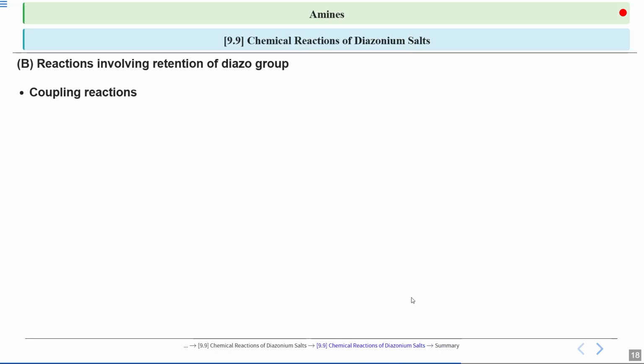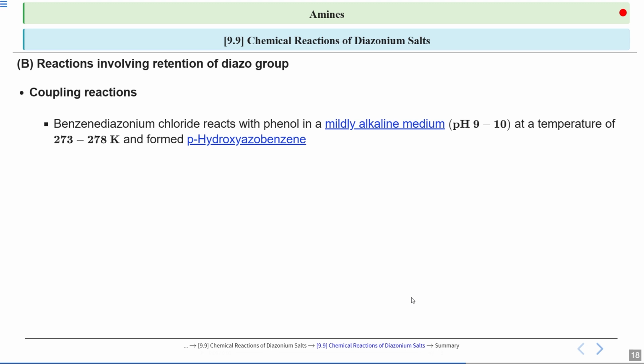Now we were discussing coupling reactions. Over here, when benzene diazonium chloride reacts with phenol in a mildly alkaline medium, which means the pH is between 9 and 10, the reaction is carried out at a low temperature, around 273 to 278 Kelvin. The product which is formed is called para-hydroxyazobenzene. The product of this reaction is an orange colored dye. This is important because it demonstrates how reactions can be used to create substances with specific colors.